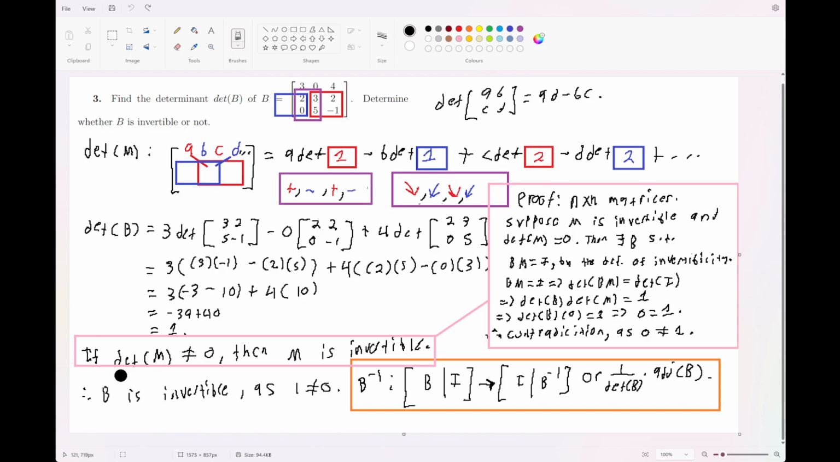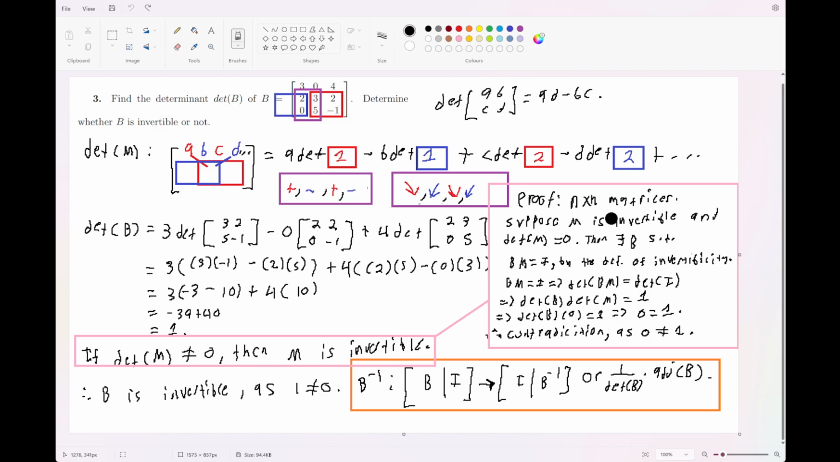So we have this little theory right here. If determinant M is not equal to 0, then M is invertible. Therefore, using this definition and our result above, we have B is invertible as 1 does not equal 0. And I provided a proof here of why, if the determinant is not equal to 0, then it's invertible.